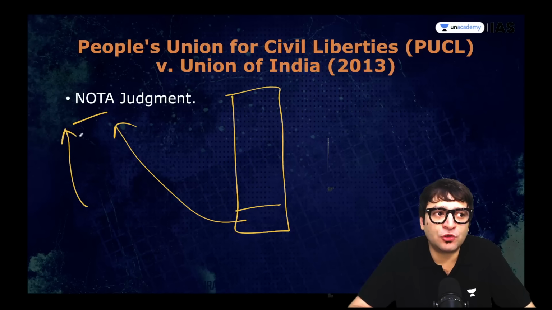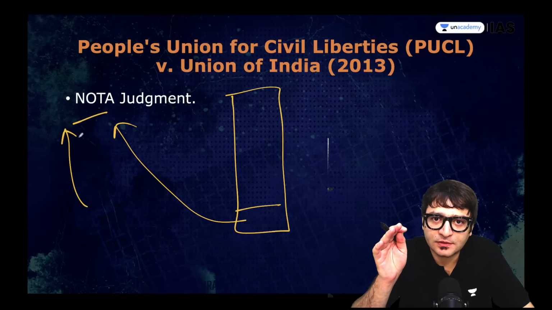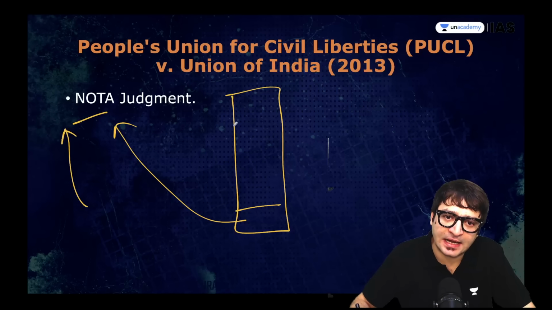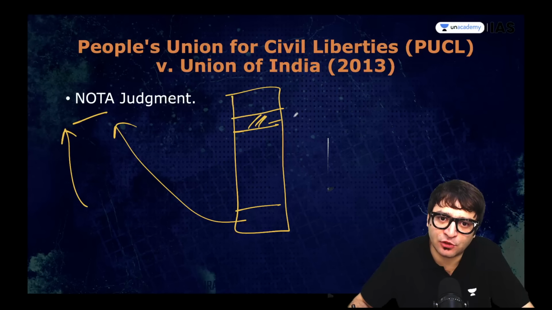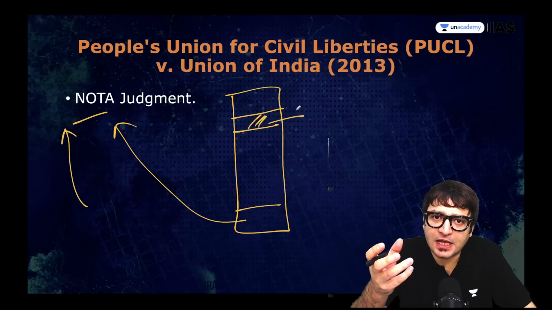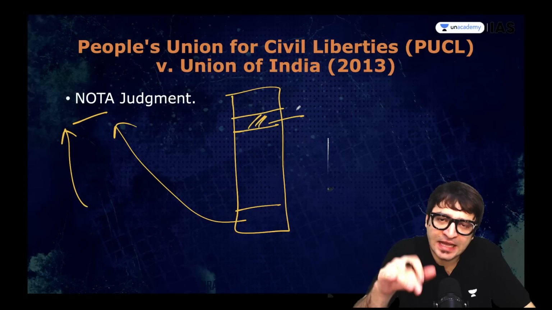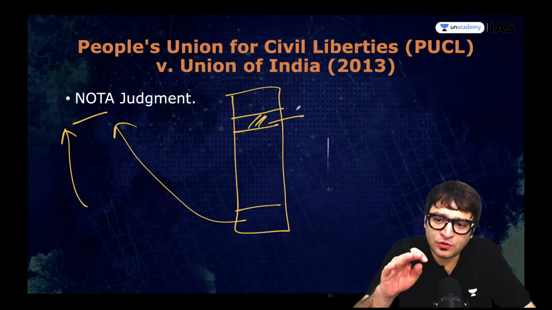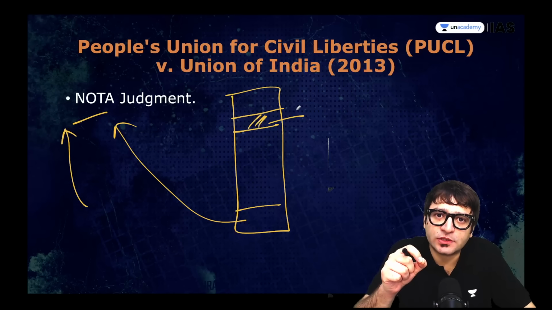But even if NOTA gets the highest number of votes, the candidate who gets the second highest number of votes will be declared the winner. Although this matter is now before the court. Previously, it was before the court. The court was asked, if NOTA gets the highest number of votes and the next candidate with the second highest number of votes is declared the winner, we should have a fresh election in this constituency.